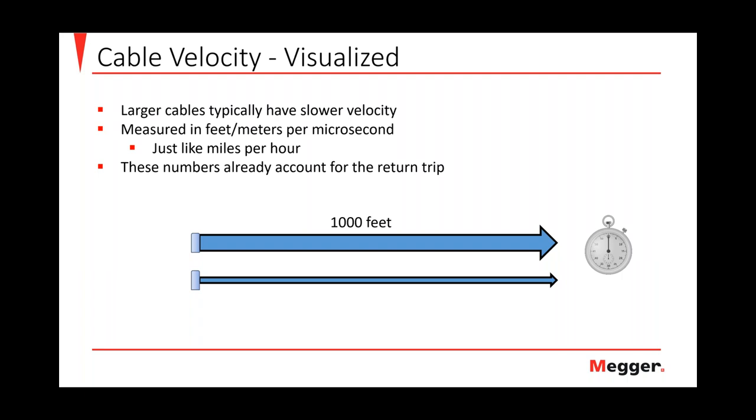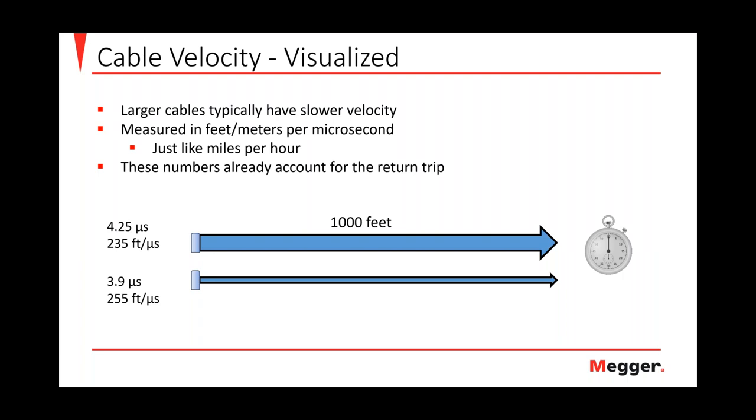An important thing to know is that TDRs account for the return trip, because that pulse has to originate from the TDR, travel through the cable to the point of 100% reflection, and then travel back. So the TDR already accounts for the return trip in that calculation. This is a simplistic example: the larger the cable is, the longer it's going to take for the pulse to come back compared to a smaller cable of the same length. That's reflected here. This larger cable might have a cable velocity of 235 feet per microsecond, whereas the smaller one might have a cable velocity of 255 feet per microsecond.